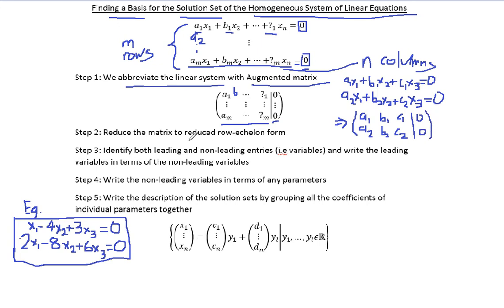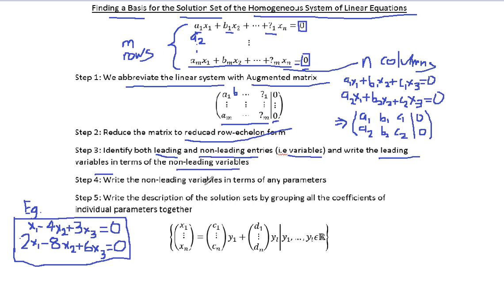We will reduce it to reduced row echelon form. And now we identify the leading and non-leading entries. That means, which is also known as the variables in that sense, because the variables will correspond to the columns with the non-leading entries. And hence we write the leading variables in terms of the non-leading variables.